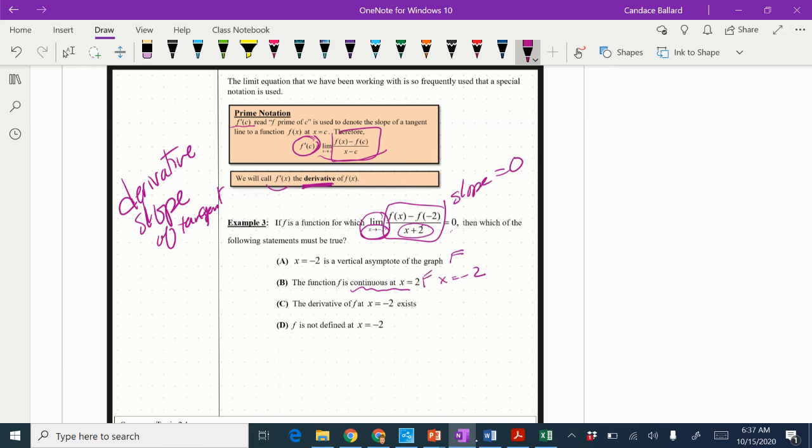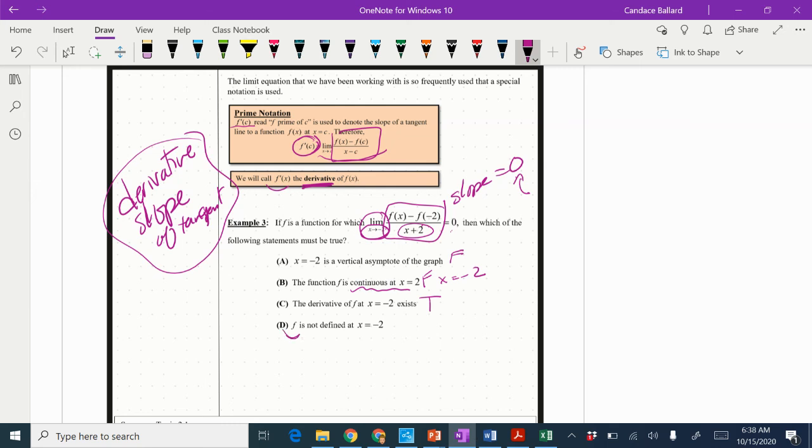The derivative of f at x equals -2 exists. So remember we just said derivative is the same thing as slope. We know the slope is equal to 0. So if the slope's equal to 0, it does exist. So that's true.